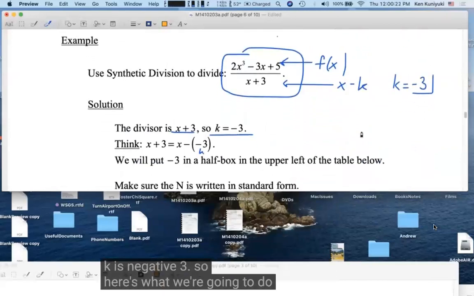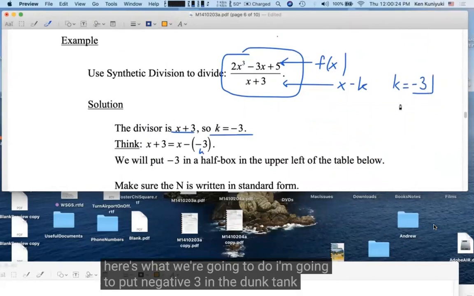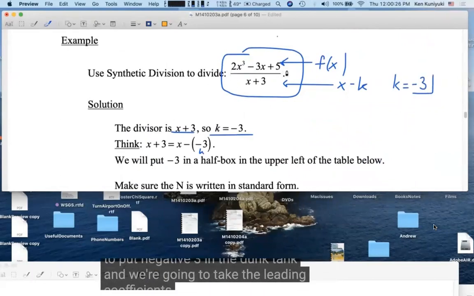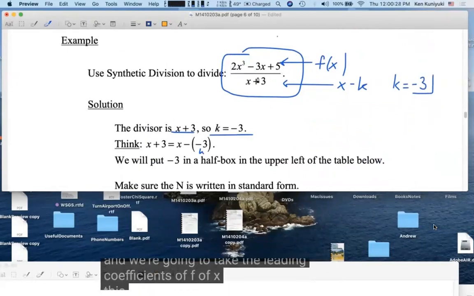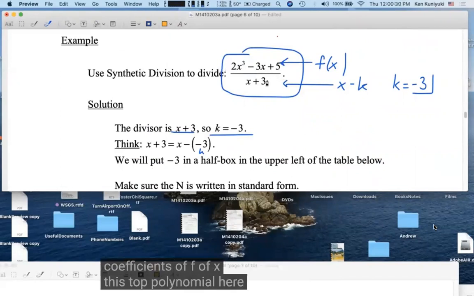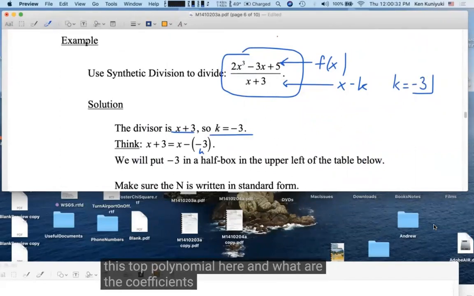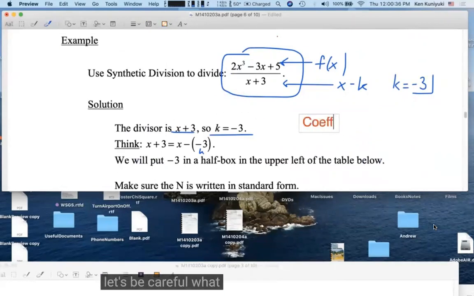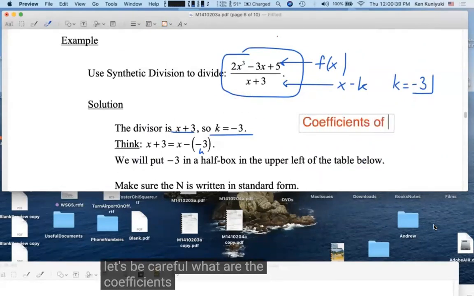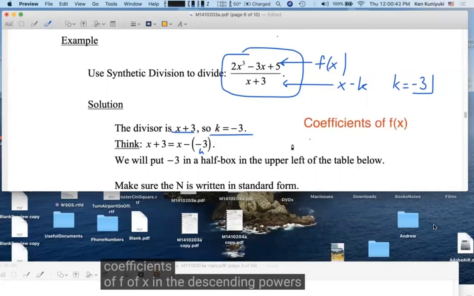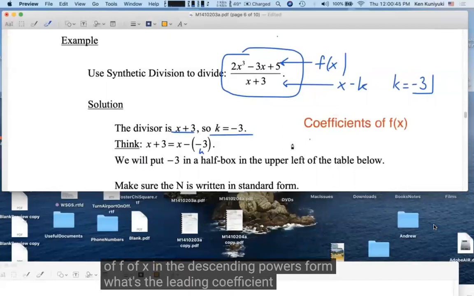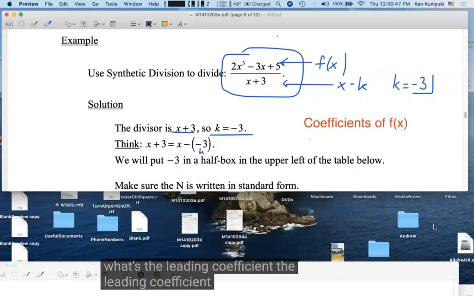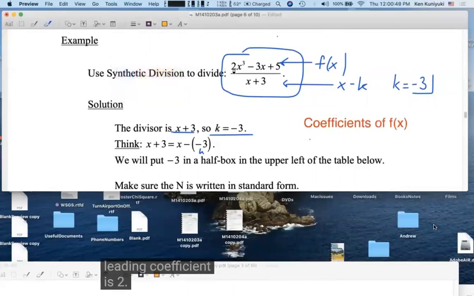So here's what we're going to do. I'm going to put negative 3 in the dunk tank, and we're going to take the leading coefficients of f of x, this top polynomial here. And what are the coefficients? Let's be careful. What are the coefficients of f of x in the descending powers form? What's the leading coefficient? The leading coefficient is 2.